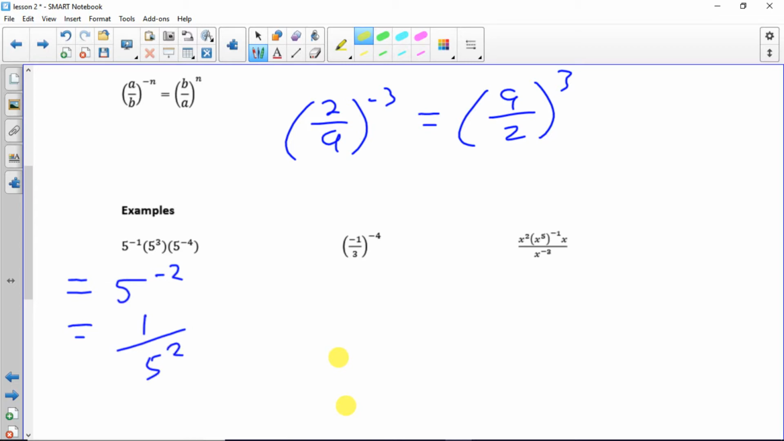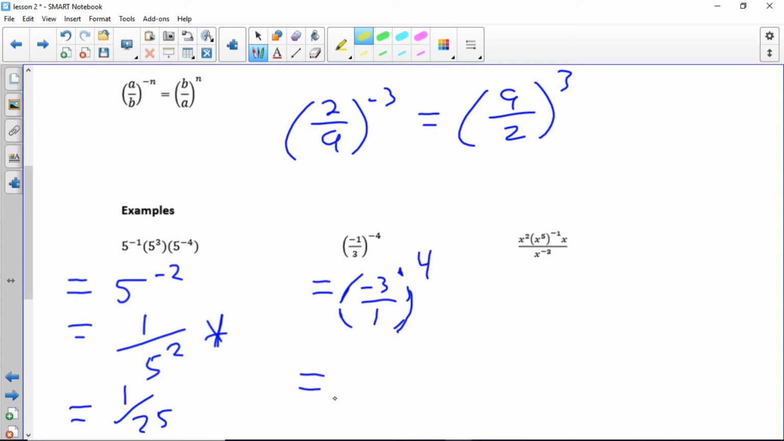Okay, now 1 over 5 squared also happens to be 1 over 25, but really this is the important part of this question. Okay, negative 1/3 to the power of negative 4. We can take the reciprocal of that. It doesn't really matter where the negative goes here. To the power of positive 4. Okay, now negative 3 to the power of positive 4, notice the 1, we don't need that anymore, it's just positive 81.